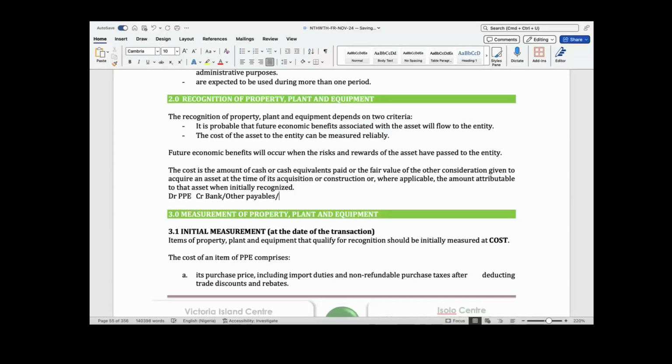What if you were gifted? If you were gifted, what would you have credited? That's a question to you. If you bought it in cash, you credit bank. If you bought it on credit that you're going to pay later, you credit other payables. What if somebody gave it to you as a gift? What will you credit? It will only have a debit entry. There won't be a credit entry.